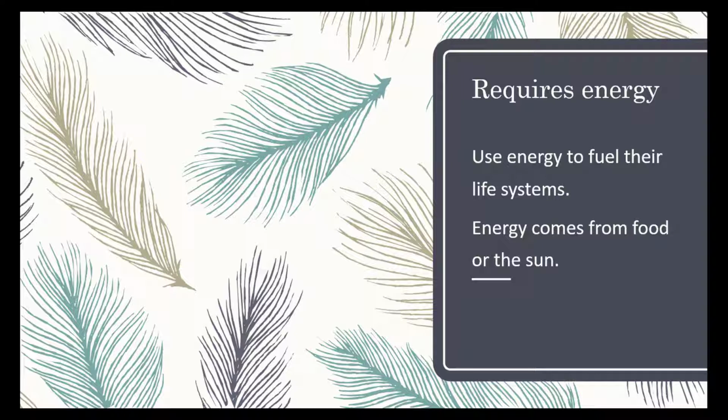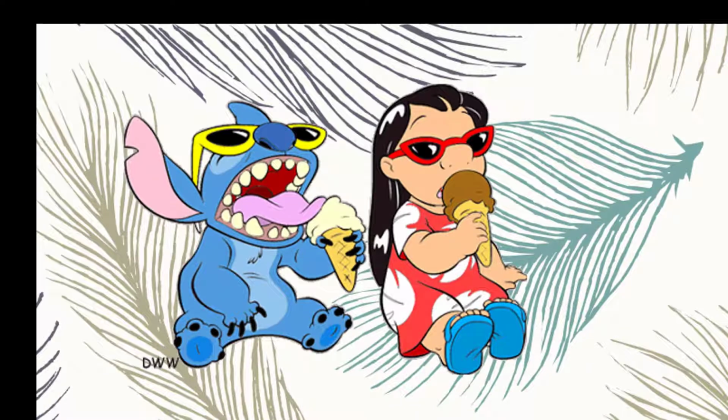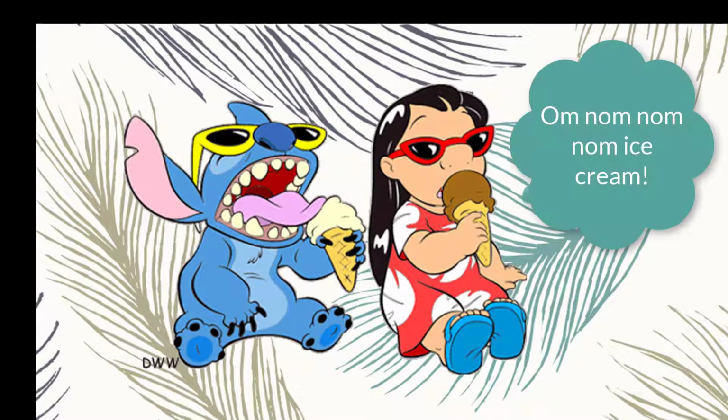Every living thing requires energy. Living things must use energy in order to make their life systems function. Now that energy can either come from food that the organism eats, or it can come from the sun. So here you have Lilo and Stitch, and they are eating some ice cream, and the calories from that ice cream are going to provide energy to their bodies.